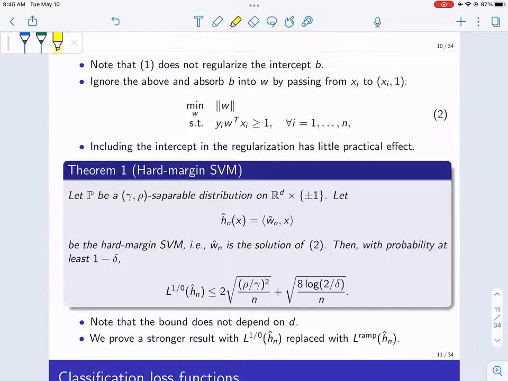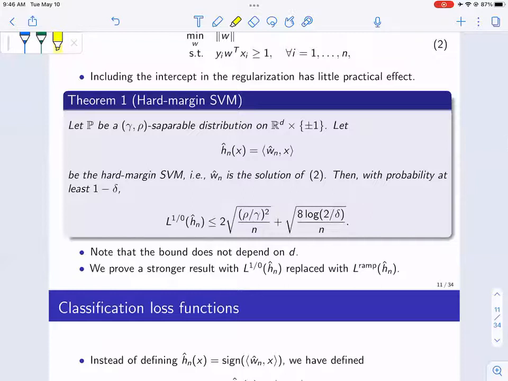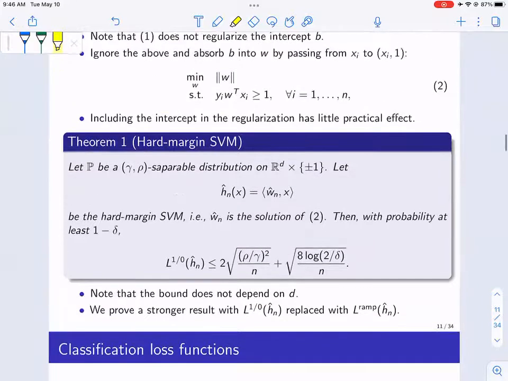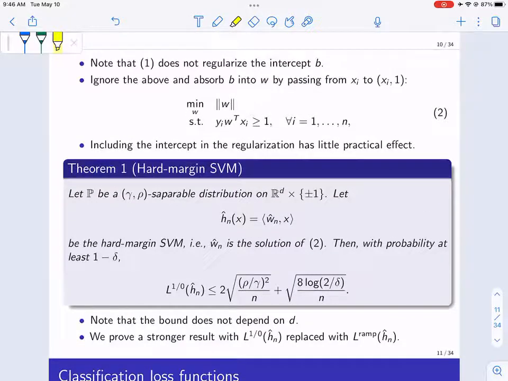And here is the result that we wanted to prove last time. Let P be (gamma, rho)-separable on R^D times the plus-minus one space. Let h hat n be sign of W hat n transpose x, where W hat n is the solution of (2). So the sign of this is basically the hard-margin SVM. Then with probability at least 1 minus delta, we have this bound on the 0-1 loss.